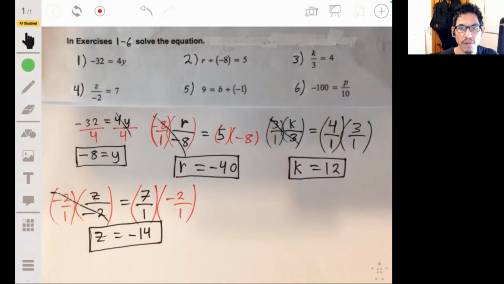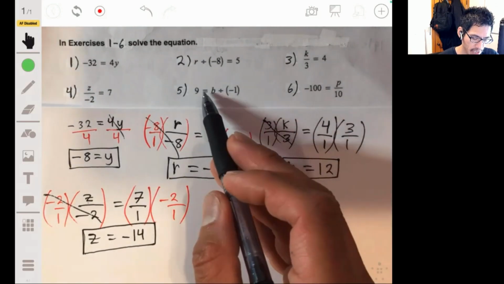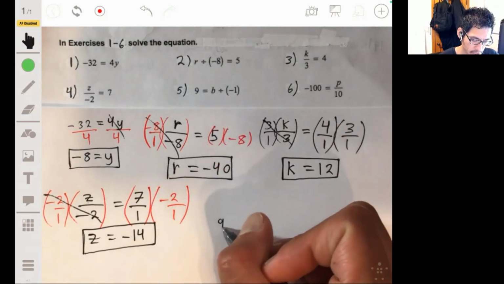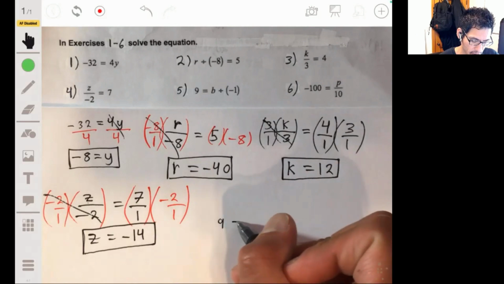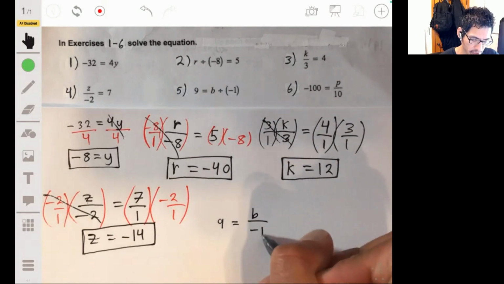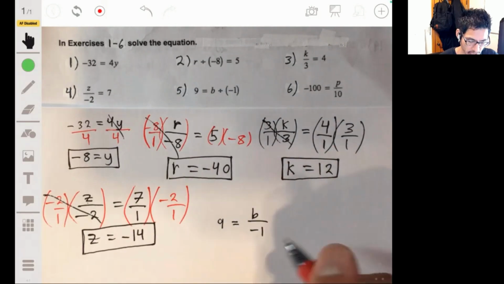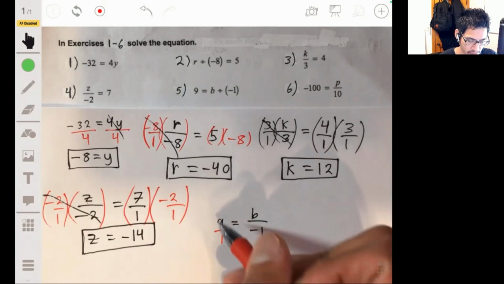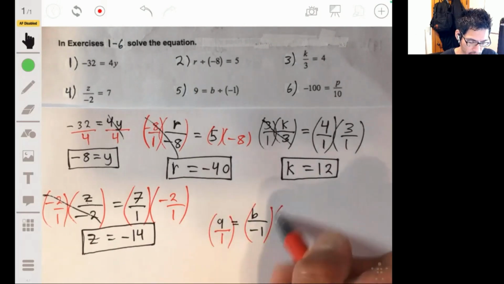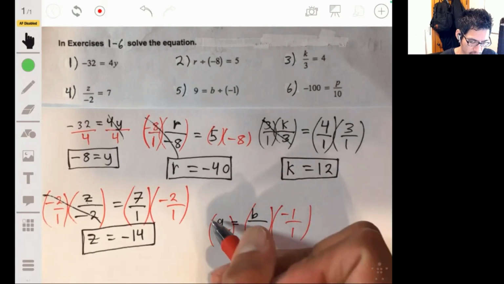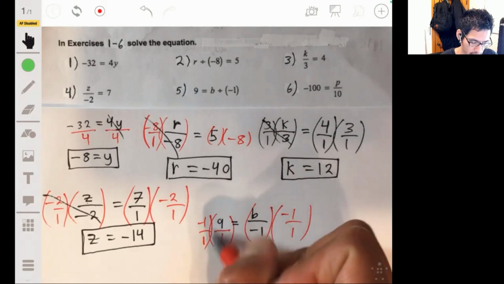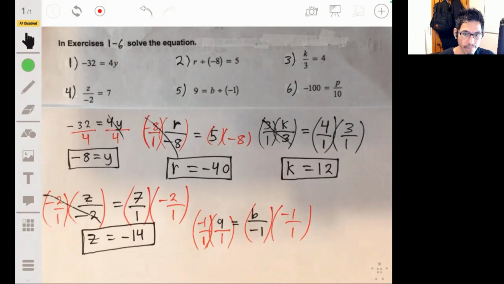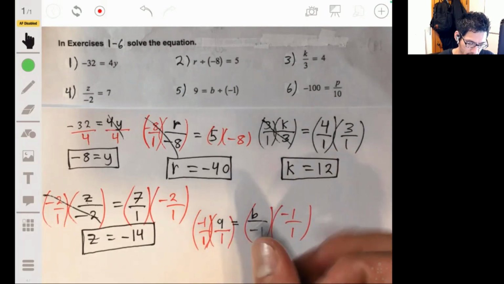All right, 5, we have 9 equals b divided by negative 1, or you can just put this as b over negative 1 like that. Again, think of it as 9 over 1, and just multiply both sides by that negative 1, or just negative 1 over 1, but you get the idea. So negative 9 equals b.